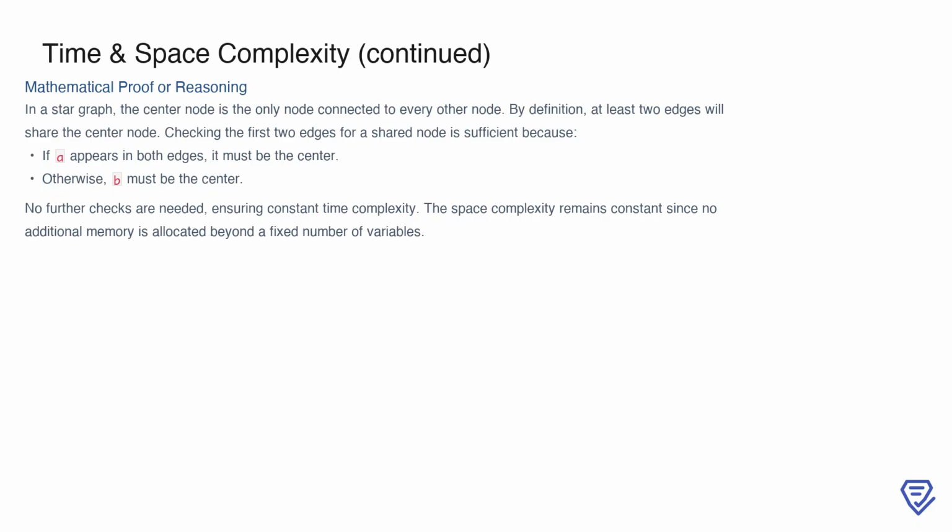No further processing is required, which ensures the time complexity remains constant at O(1). Similarly, the space complexity stays constant because the function relies only on a fixed number of variables and does not allocate any additional memory. This reliance on the inherent properties of the star graph underpins the efficiency of the solution.